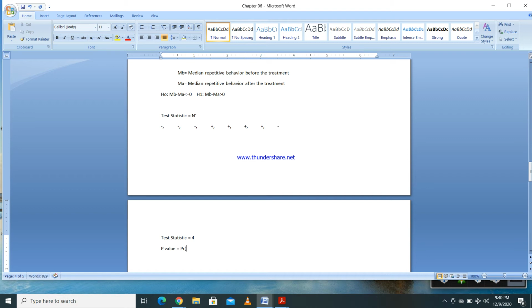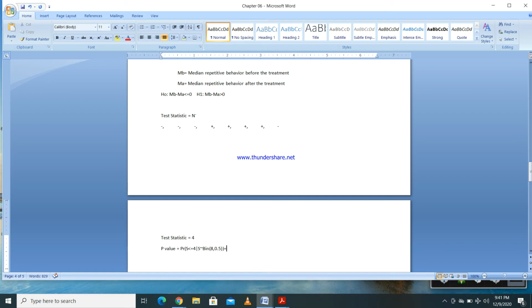The p-value is equal to the probability that this test statistic S is less than or equal to the observed value of the test statistic, that is 4, given that S has a binomial distribution. Here the sample size is 8, because when we paired we have only 8 observations, and you have to take 0.5 as the probability of a success.